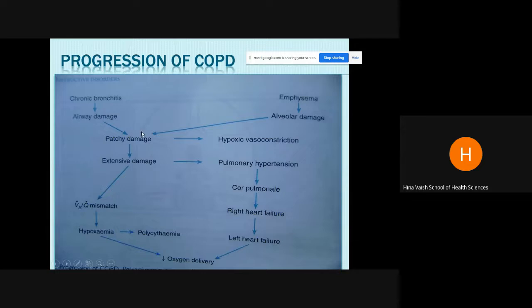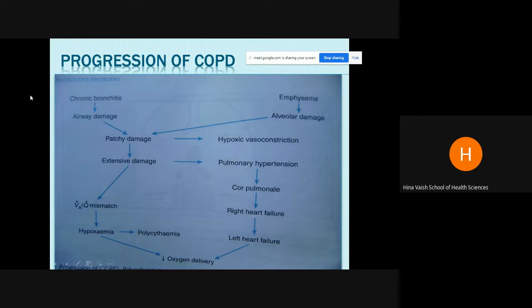Now, whether it is emphysema or bronchitis, in both conditions the exchange of gases is ultimately hampered. The arterial content of oxygen, the partial pressure of oxygen in arterial blood, and the partial pressure of carbon dioxide in arterial blood all get hampered. So elimination of CO2 becomes difficult, and there is reduction in oxygen delivery.